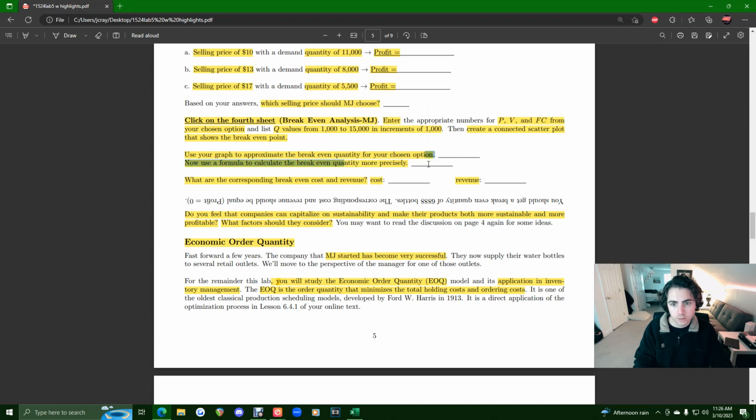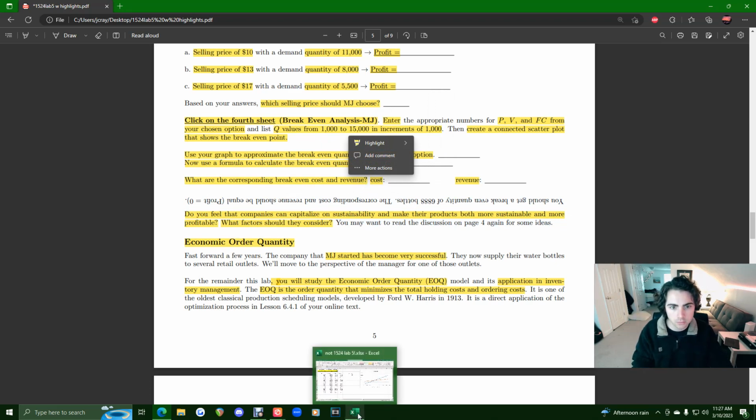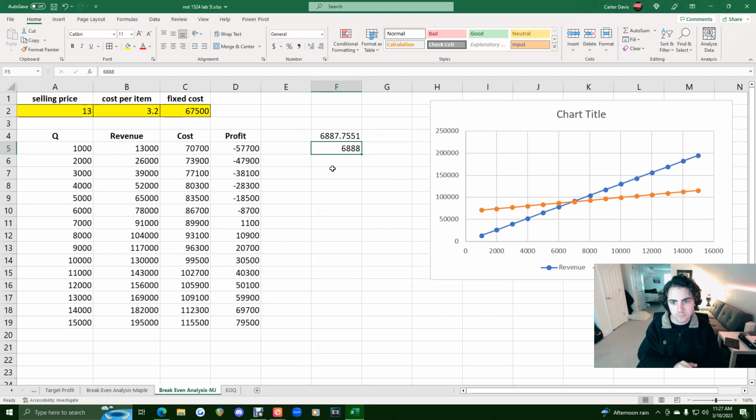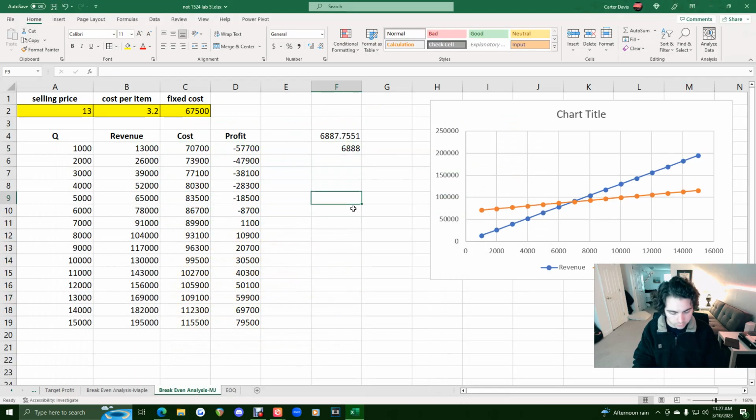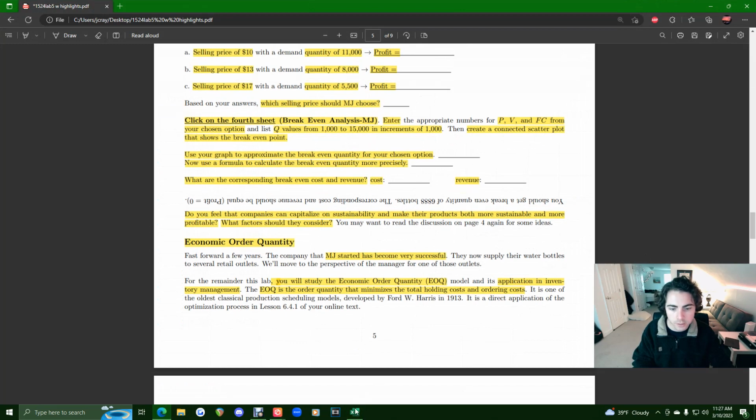So that was the formula. What are the corresponding break-even costs and revenue? That just means if you plugged in 6,888 into the revenue and costs. Okay, so let's just do this real quick. The revenue would be the selling price times the break-even quantity. That's how much money they make. This is again the revenue. And then we'll do cost here because they have it cost then revenue, I guess.